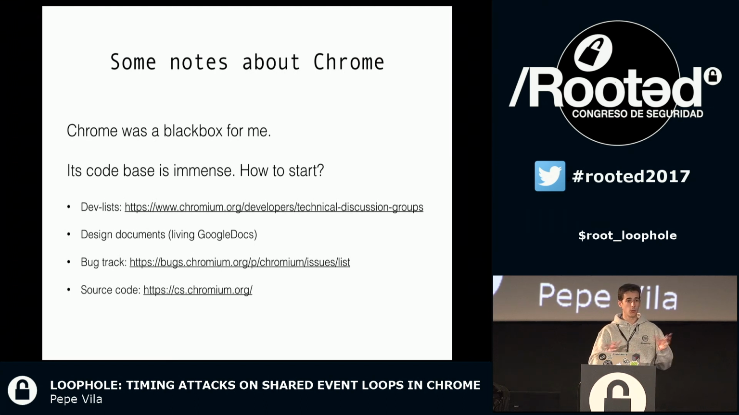So before I start, Chrome was a black box for me until recently. It renders things with HTML. So here is a good list of things where you could start. There are several alternatives like dev lists, where you can actually ask questions. You can talk to developers. If you're interested in a specific functionality, you can find pointers and references about code in dev lists. That can be quite useful.